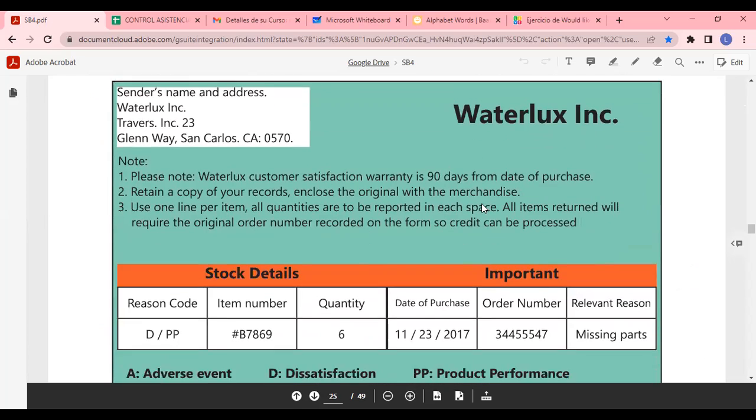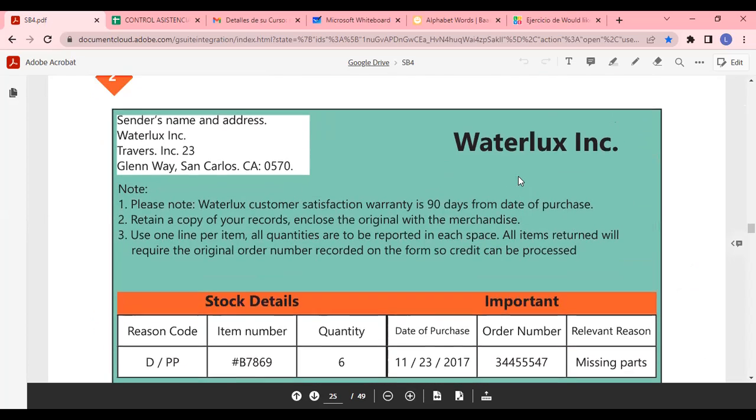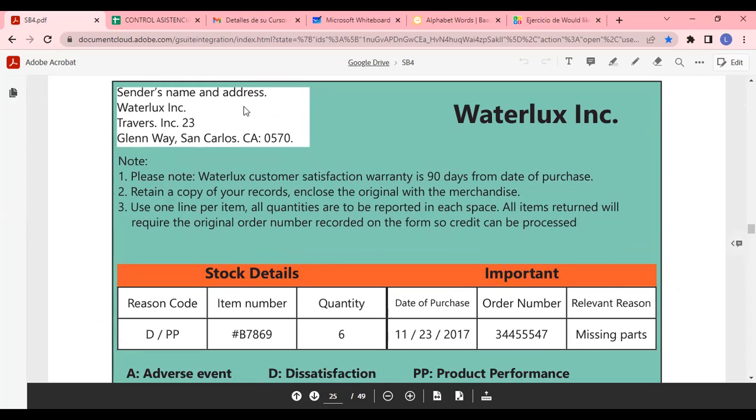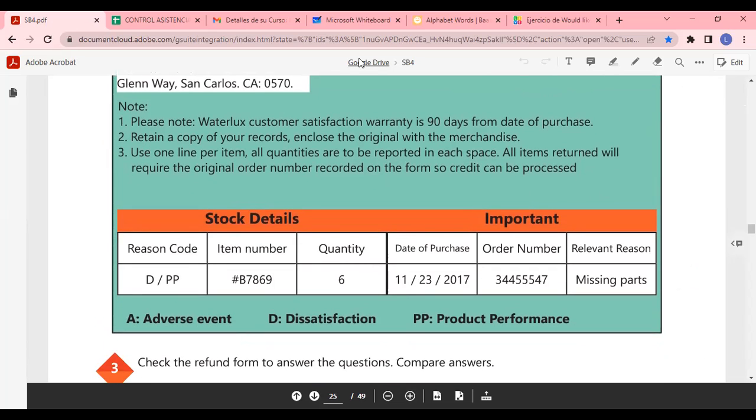Now, as you can see here, we have a little bit of a text, okay? We are going to read it, okay? So this is our refund form. Ese sería un formulario de devolución. And it's from Wartell Looks Inc. in Travers Inn 23, Glen Wayne, San Carlos, California 05070. And then we have a note. Can you help me to read the note, please, Mr. Mauricio? Yes, please. Note. Okay, note.